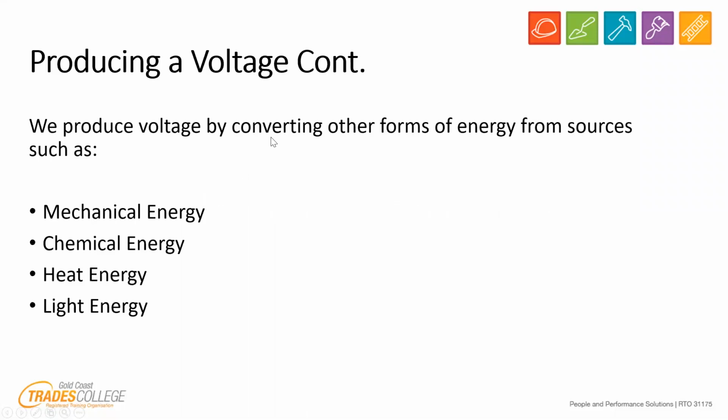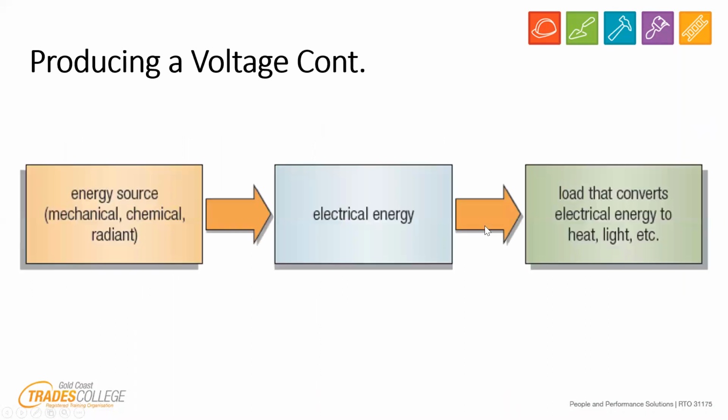We can do it by converting other forms of energy from sources such as mechanical, chemical, heat, and light. We're going to cover all four. Mechanical is the one which actually produces most of the electricity we use. For this course, chemical is also important, and I'll explain why in a second. So we've got an energy source, wherever it comes from, which turns into electrical energy, and then that electrical energy powers our loads, the things we plug in, whether it be a heater, light, and so on.